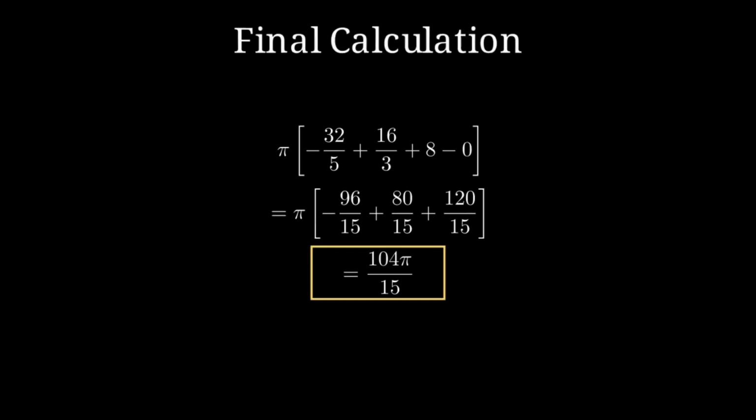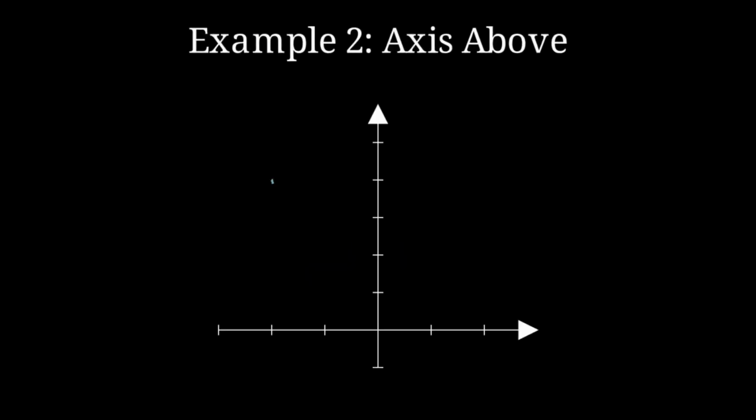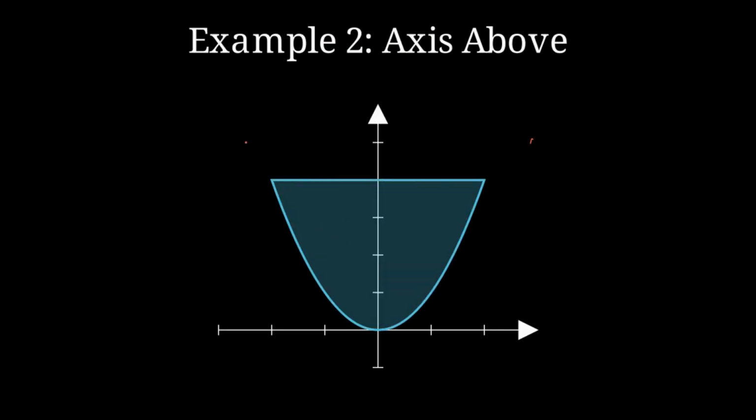What if the axis is above the region? Let's rotate the area bounded by y equals x squared and y equals 4 around the axis y equals 5. Even though the axis is higher, the logic remains the same. The radius is always the distance between the curve and the axis of rotation.